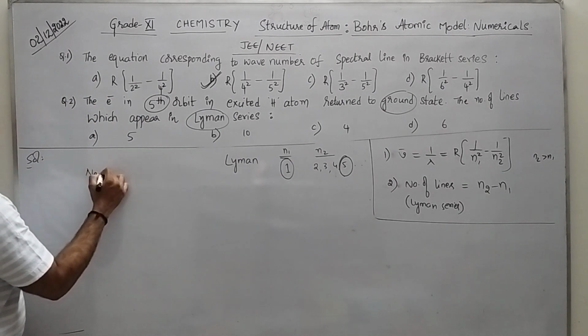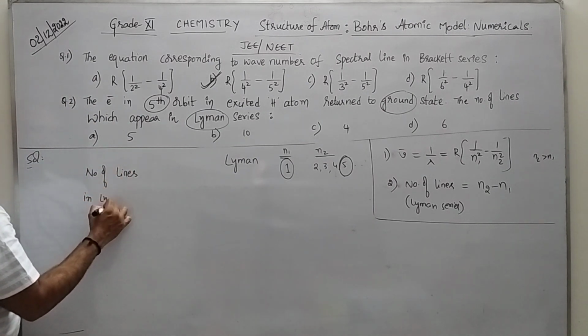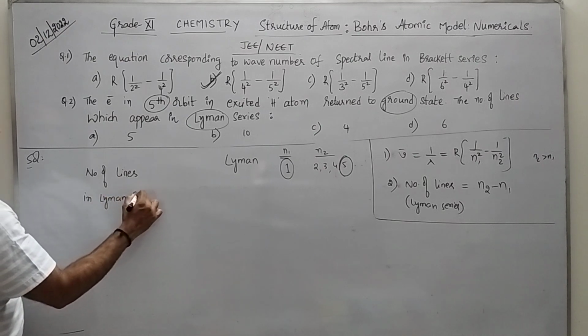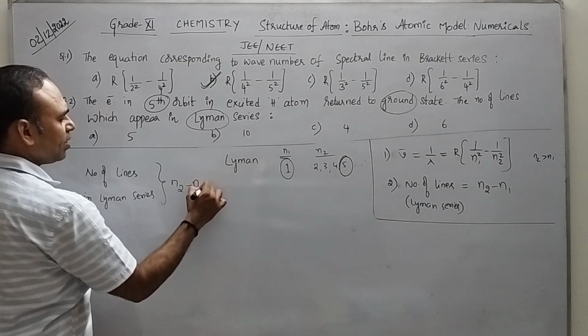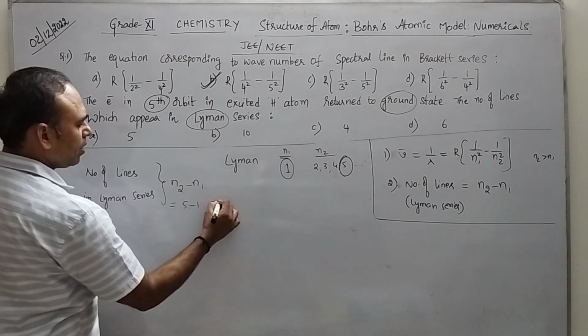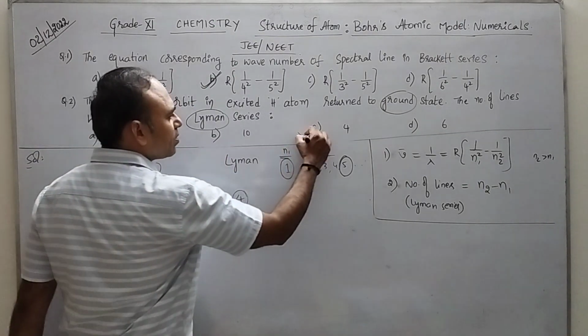Hence, the number of lines in the particular series, that means here we are having the Lyman series, is N2 minus N1, 5 minus 1. Hence you will get how many lines? 4 lines. So the answer is this.